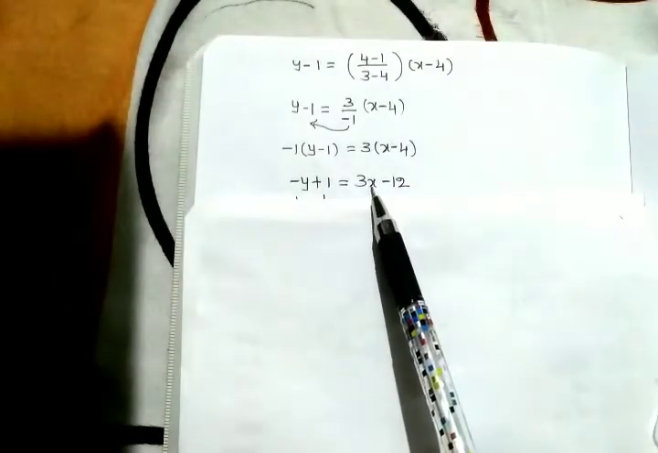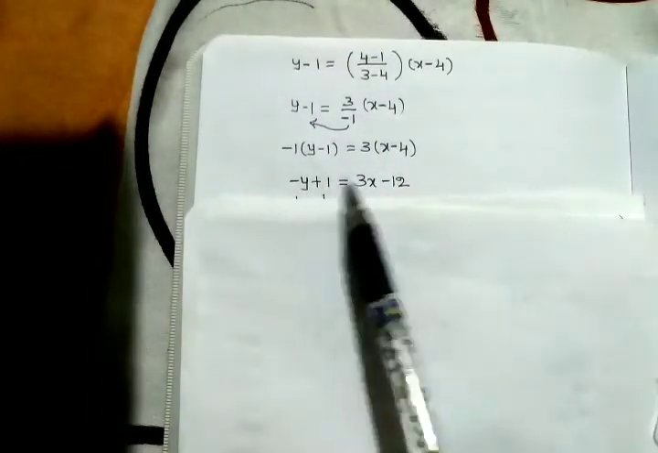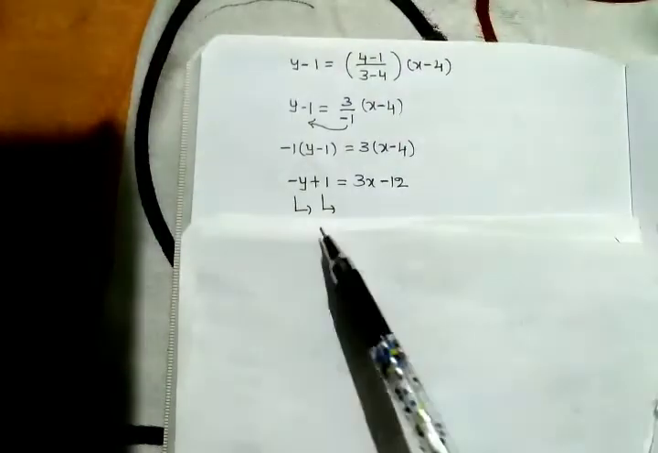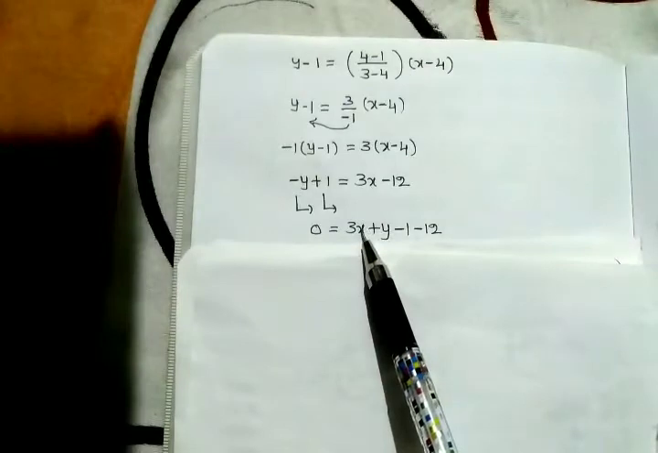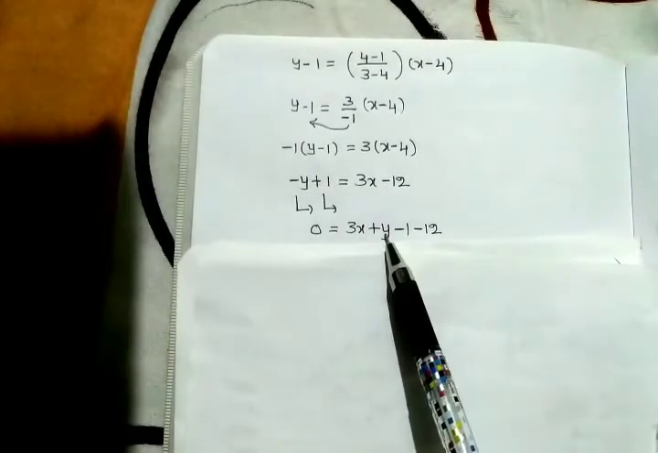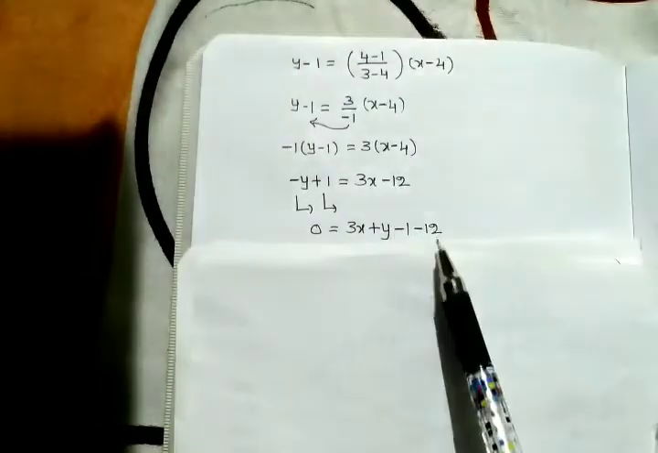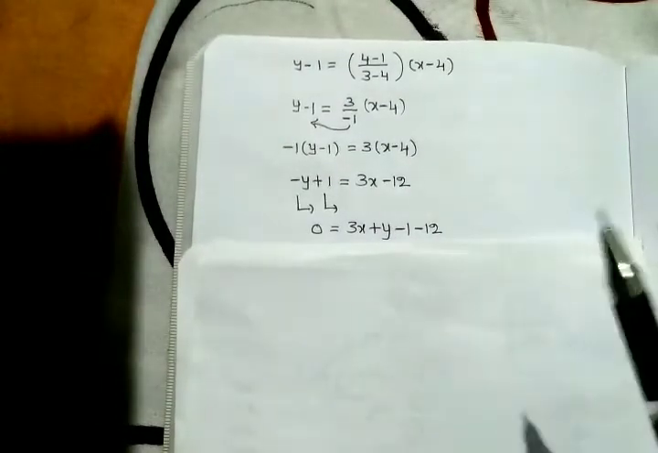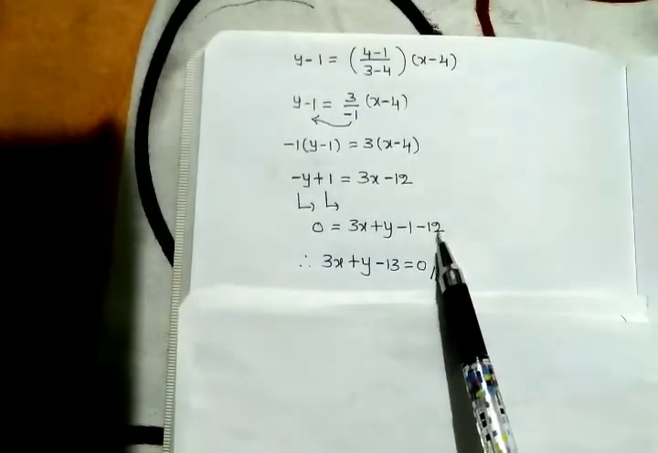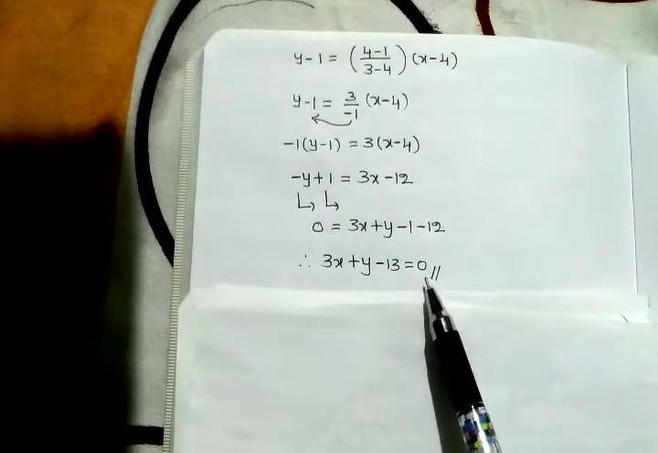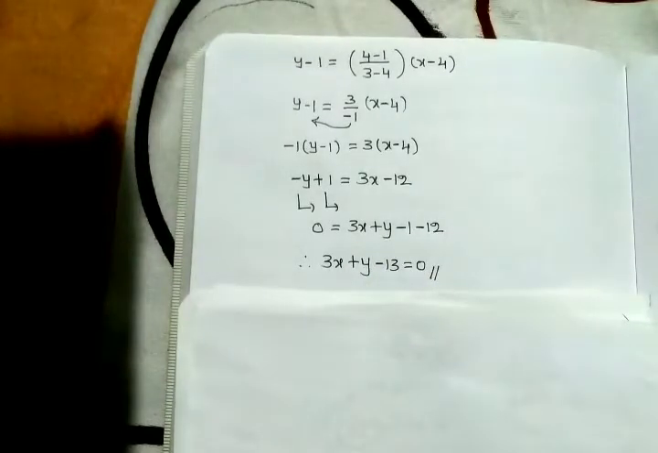Here x already contains a positive sign, so because of this reason I am going to shift these two values to the right hand side. So that time the remaining value will be 0 equals 3x, which I keep as it is, minus y becomes plus y, plus 1 becomes minus 1. Already minus 12 is there on the right hand side, keep it as it is. Therefore finally 3x plus y minus 1 minus 12 is how much here? Minus 13 equals 0. So this is the required equation of what? Median line.